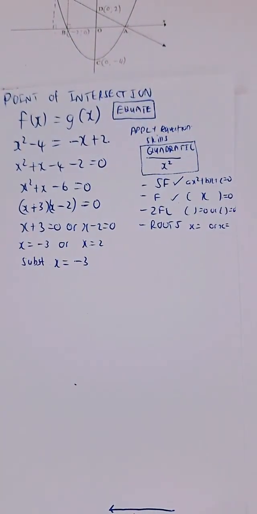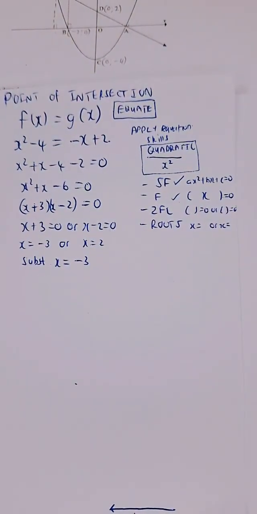Where are we going to substitute it? It can be in any of the 2 functions. Remember, x is equal to negative 3 lies on both functions, either the straight line or the parabola.